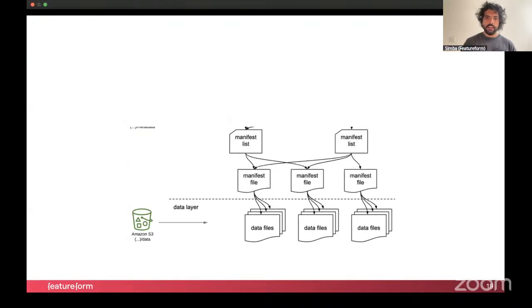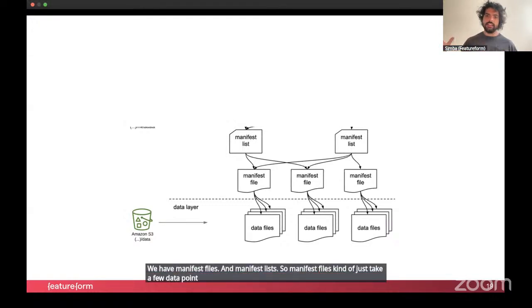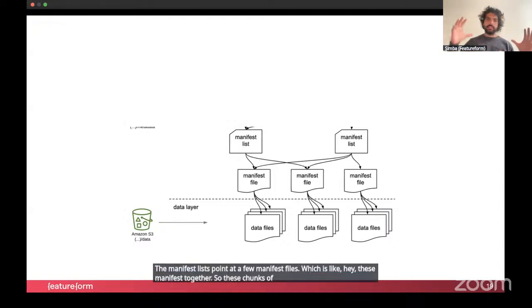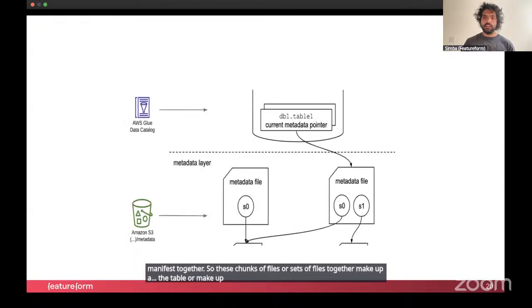Above it, we have manifest files and manifest lists. So manifest files kind of just take a few data files, point them together and say, hey, this is a chunk of data. The manifest lists point at a few manifest files, which is like, hey, these manifest together. So these chunks of files or sets of files together make up the table or make up a change, really.